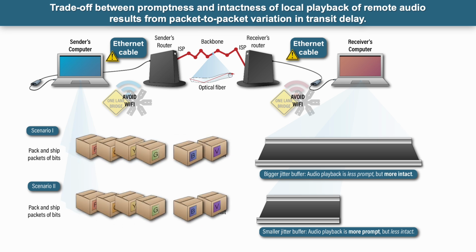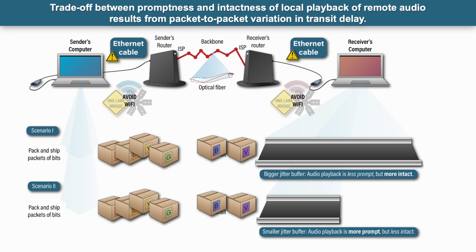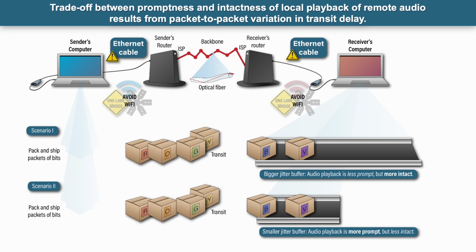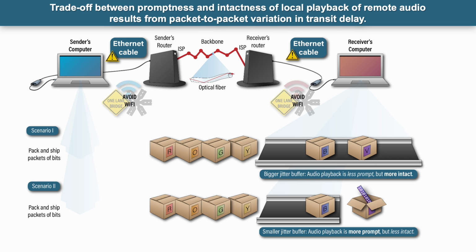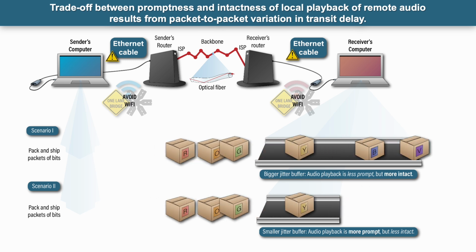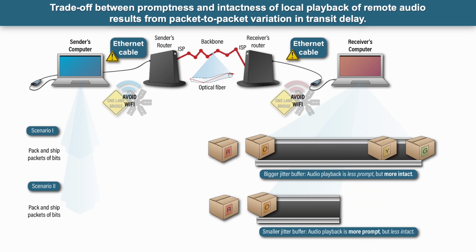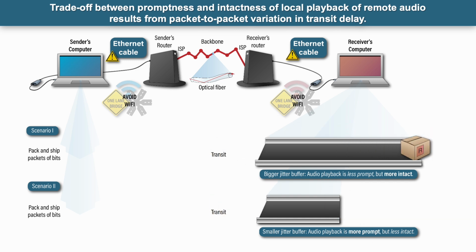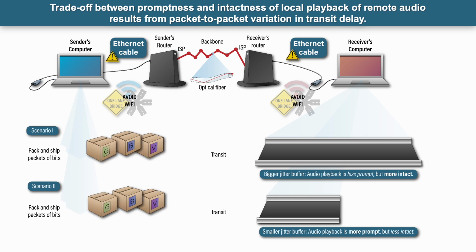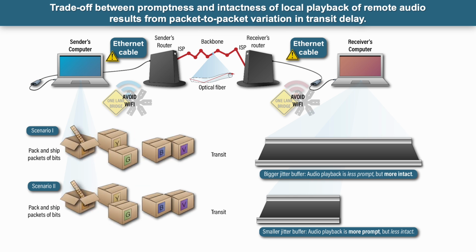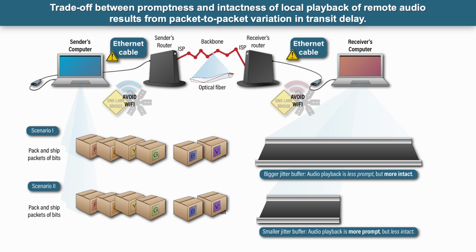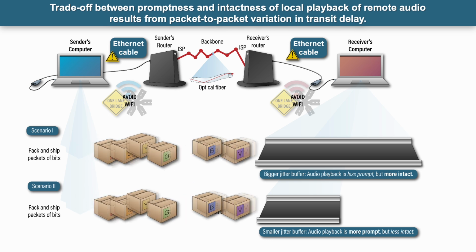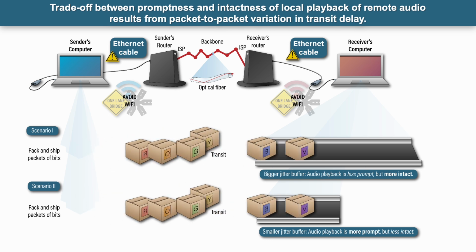When received packets of audio data are loaded onto a shorter conveyor belt, which is to say a smaller jitter buffer, packets typically spend less time riding the conveyor belt before playback. So a shorter conveyor belt offers lower latency. In the presence of packet-to-packet variation in journey duration, signal immediacy and integrity come at each other's expense. The size of the jitter buffer is adjusted to choose a compromised mixture of lagginess and crackliness.